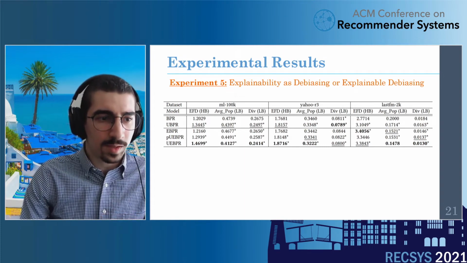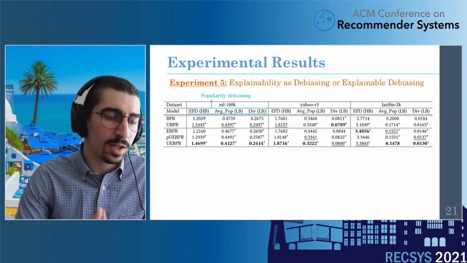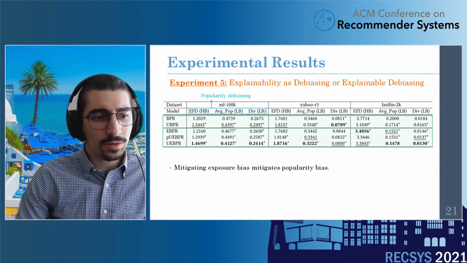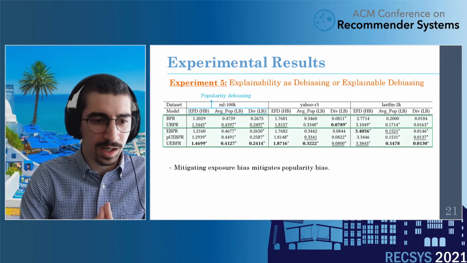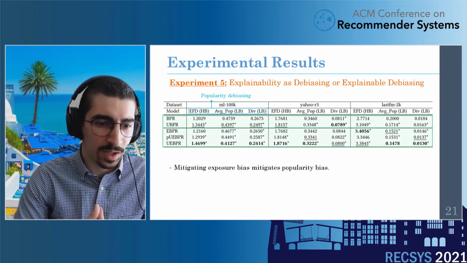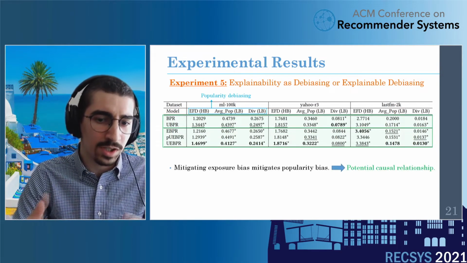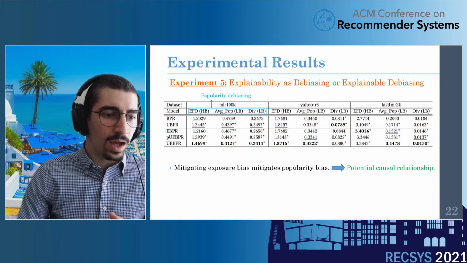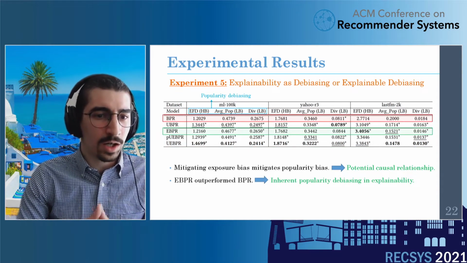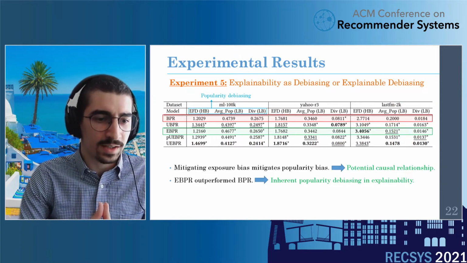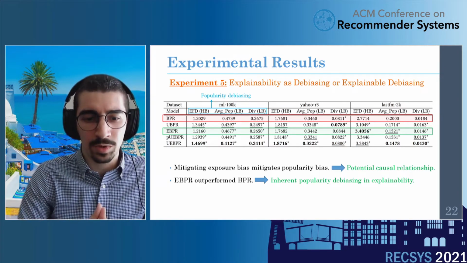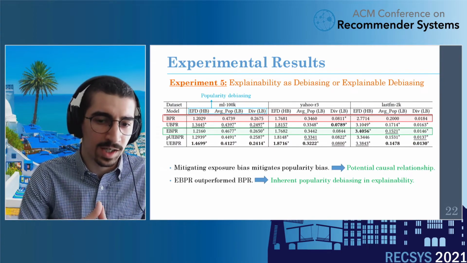Finally, in this fifth experiment, we assess the popularity debiasing capabilities of all of the approaches. First thing to note is that mitigating exposure bias seems to also be mitigating popularity bias. So there is potentially a causal relationship between these 2 biases. And finally, EBPR outperformed BPR in all of the settings. And so there's potentially an inherent popularity debiasing embedded within the explainability.